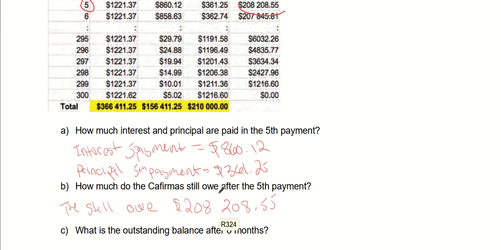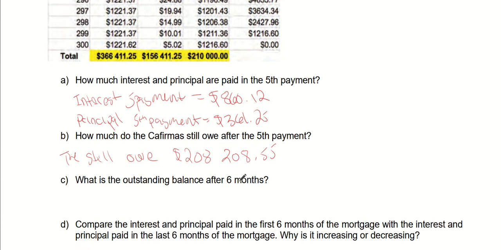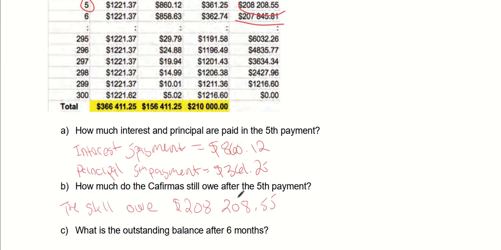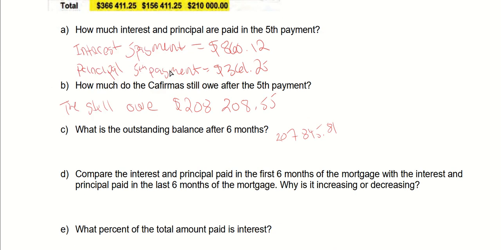What is the outstanding balance after the 6 months? So after 6 months, this is the balance after 6 months. Let me see if I can squeeze that number in here. That would be $207,845.81. Okay, let's look at the next question. I should probably write on here, outstanding, and I'll just put an arrow right there.